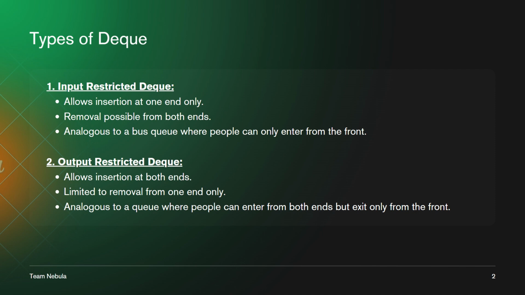So, you can see the dequeue offers us different ways to manage our elements, right? Depending on whether we want more flexibility in inserting or removing them. Understanding these different types of dequeues will help you to choose the right data structure for specific scenarios.